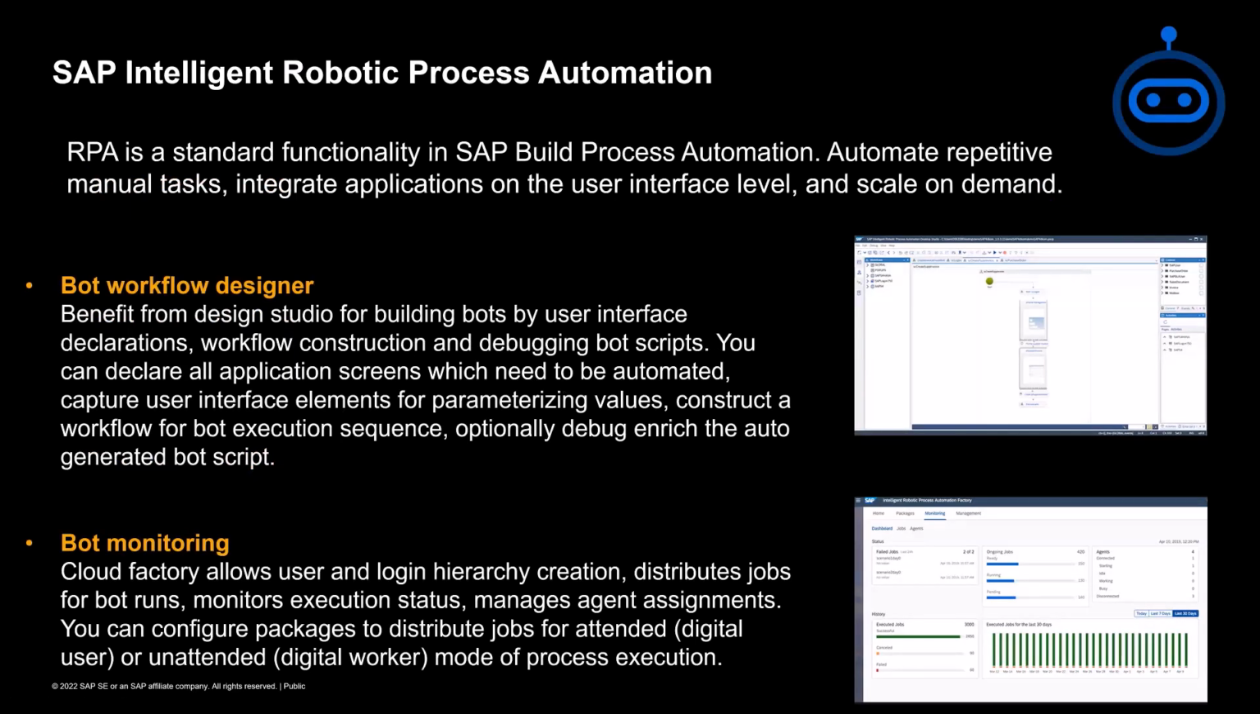Second capability that SAP Cloud ALM supports to trigger operation flows is SAP Intelligent Robotic Process Automation, which is also part of SAP Build Process Automation. It allows you to automate repetitive manual tasks, automate UIs, and it also provides scaling options. It comes with a workflow designer where you can build your own bots that automate UIs.